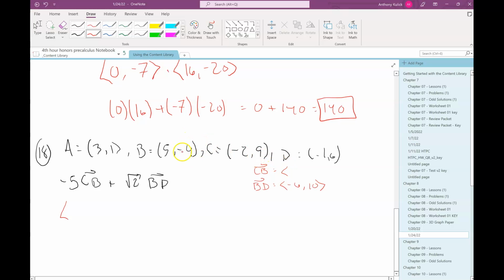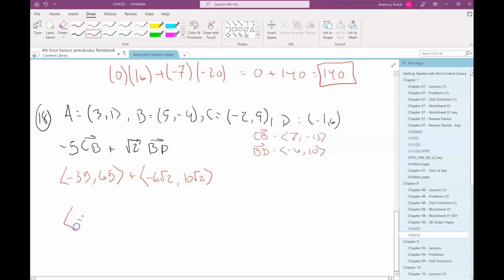Okay, so it should be negative 4 minus negative 5, so that's 5 minus negative 2, that's 7, and then negative 4 minus 9, so that's negative 13. So negative 35, and then 65, and then that's going to be negative 6 root 2, and then 10 root 2.